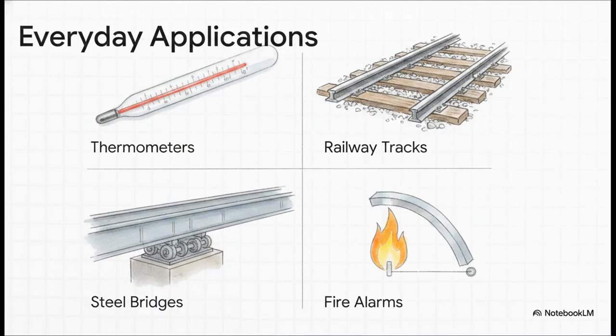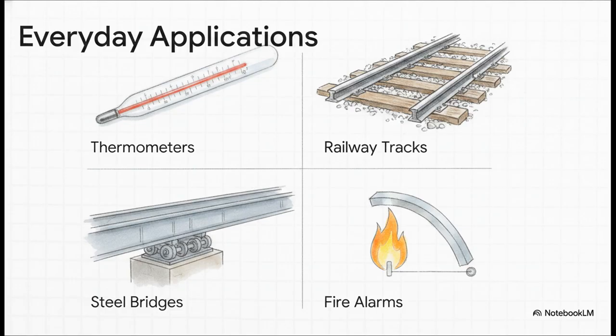Now, you might be wondering, okay, why does this matter to me? Well, engineers have to account for this invisible particle physics every single day. Thermometers rely completely on a liquid expanding uniformly as it absorbs heat. Railway tracks are deliberately built with small gaps left between the rails, otherwise they'd warp.